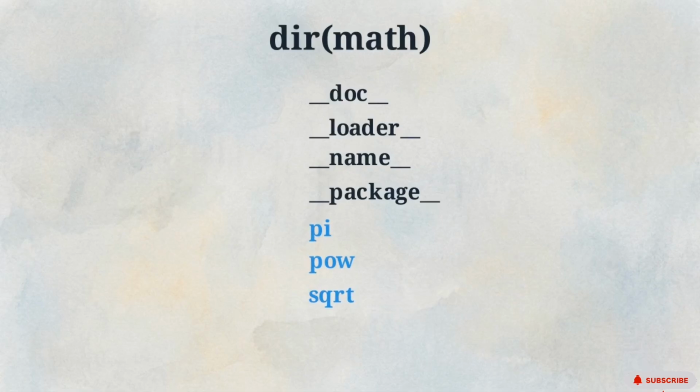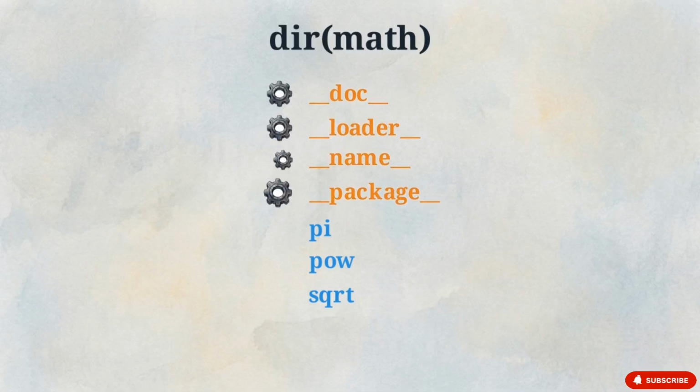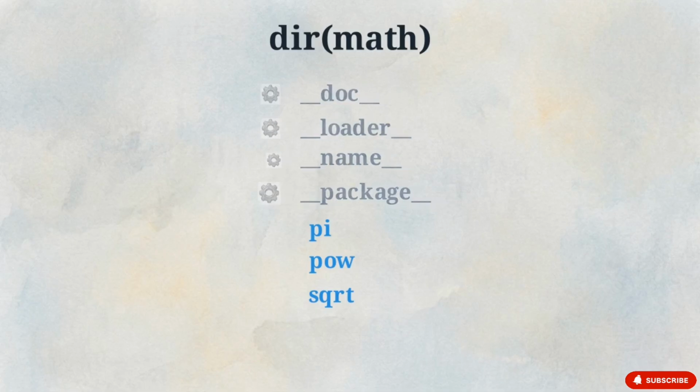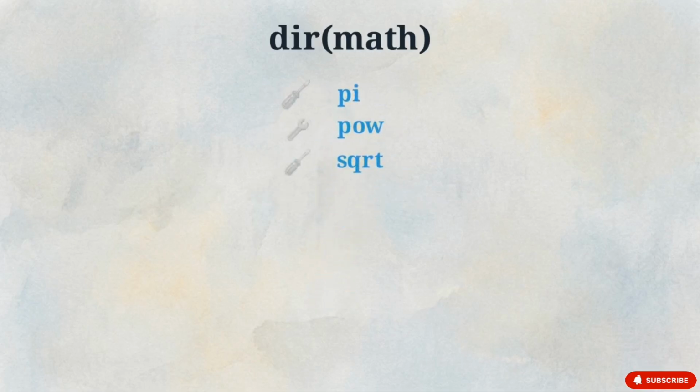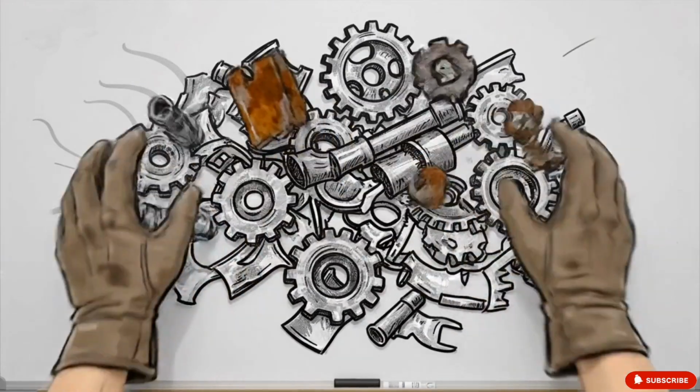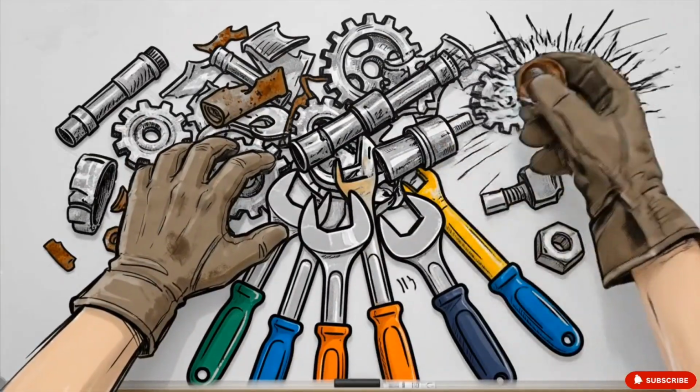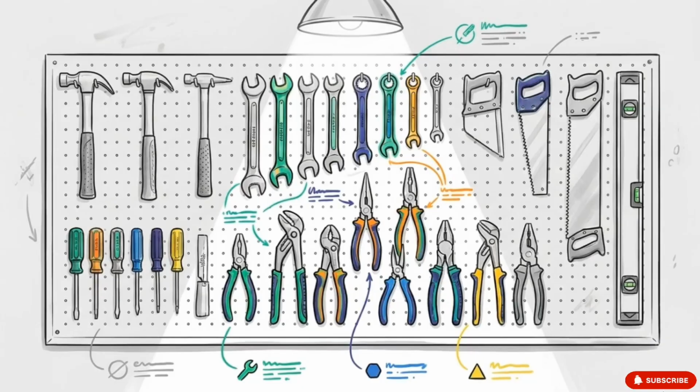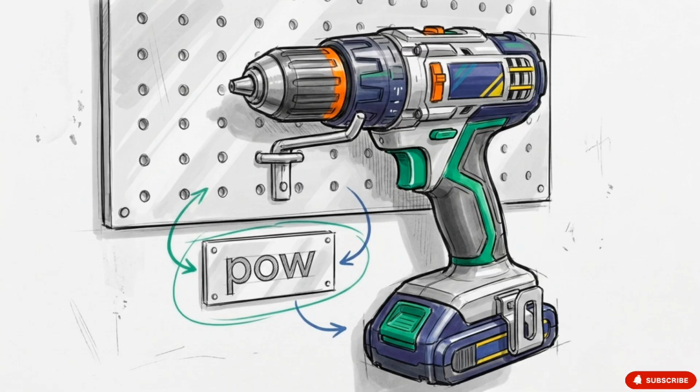You'll notice some strange names in there that start and end with two little lines, those double underscores. Those are just internal housekeeping labels that the computer uses for itself. We can usually just ignore those and look for the names that actually look like tools. To make things even clearer, you can use a simple repeating command to quickly sift through the pile. This lets you automatically hide those housekeeping labels and gives you a clean, readable list of just the tools you actually want to use. Scanning that clean list, you might find exactly what you need, like the pow tool, which is used for calculating powers.